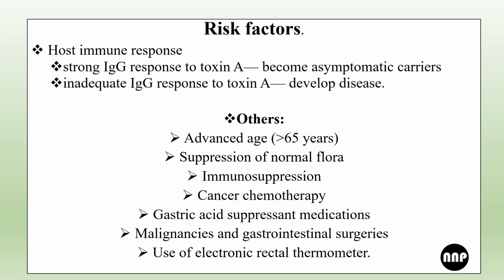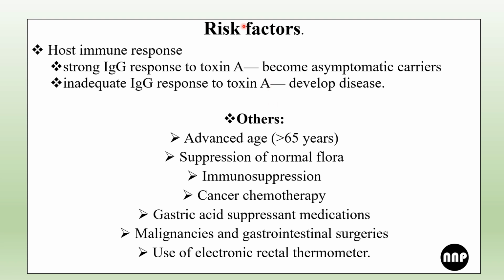Another risk factor is the host immune response. The host response will determine the outcome of the infection. For example, if the person develops a strong IgG response to the toxin A, then the patient will become an asymptomatic carrier. But if the patient develops an inadequate IgG response, the person will develop disease. Others like advanced age because of immune deficiency and all.